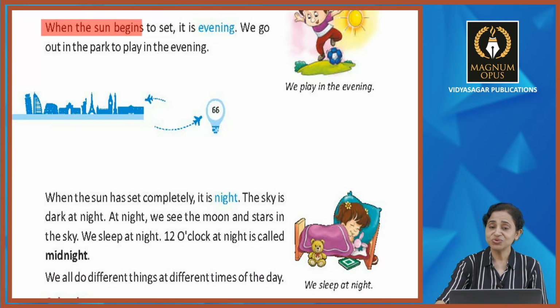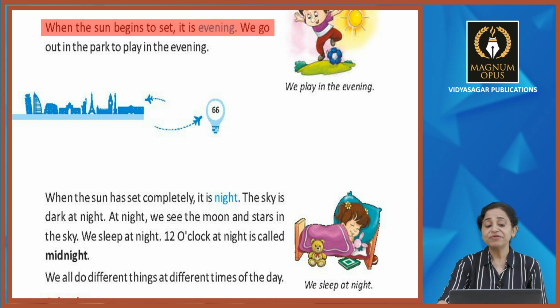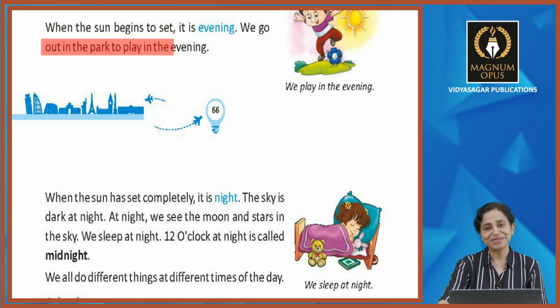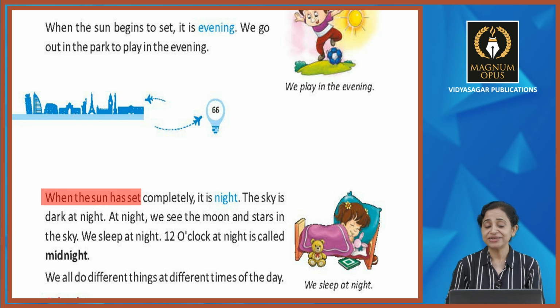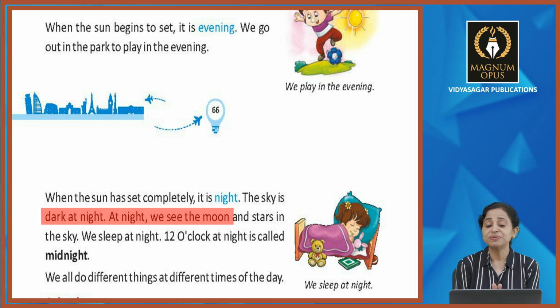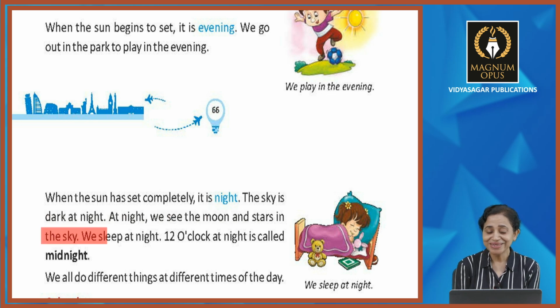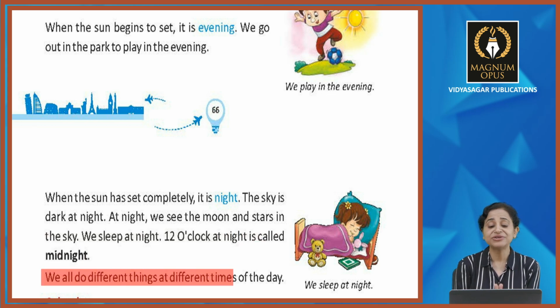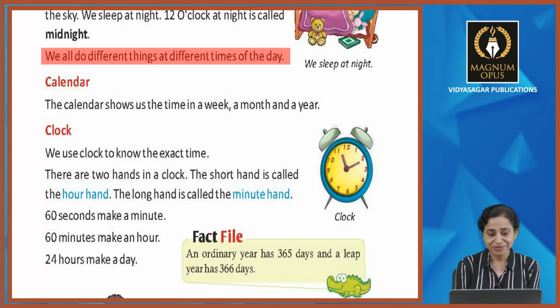When the sun begins to set, it is evening. We go out in the park to play in the evening. When the sun has set completely, it is night. The sky is dark at night. At night we see the moon and stars in the sky. We sleep at night. 12 o'clock at night is called midnight. We all do different things at different times of the day.